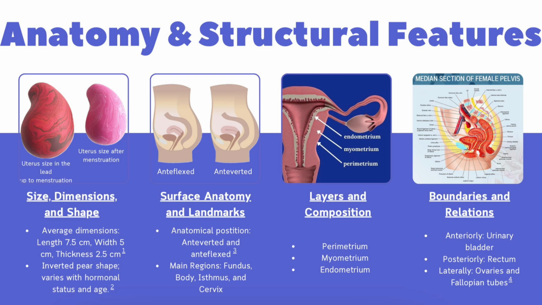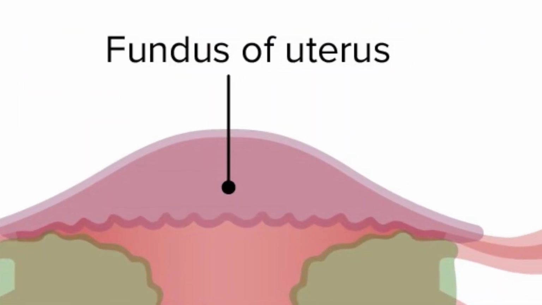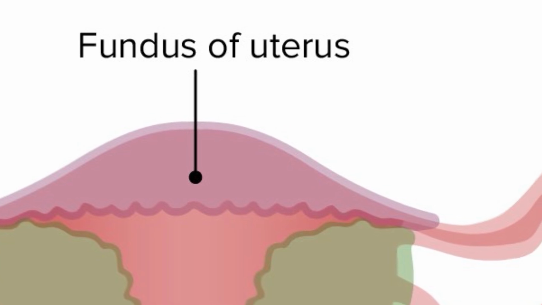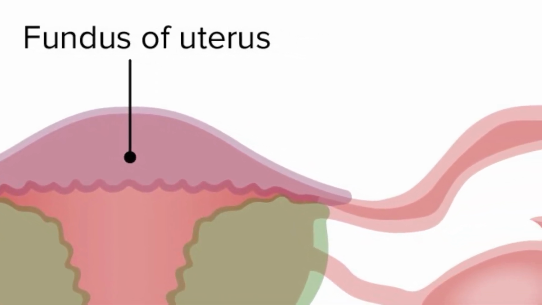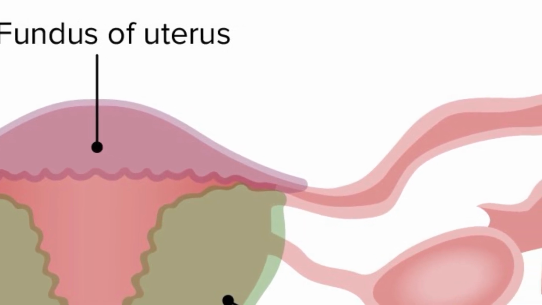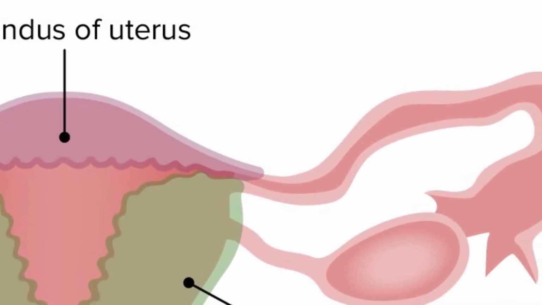The uterus comprises four main parts, each with distinct characteristics and functions. Let's start with the fundus. This is the dome-shaped superior portion situated above the openings of the fallopian tubes. During pregnancy, the fundal height is measured to assess fetal growth and development.